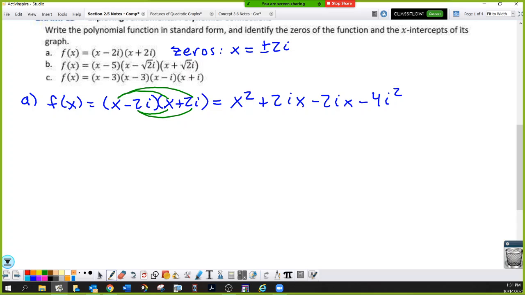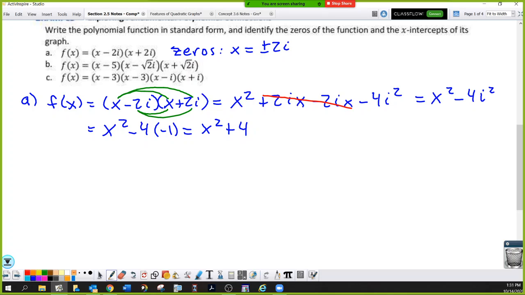First of all, the middle terms, positive 2ix and negative 2ix, cancel out. This gives me x squared minus 4i squared. But it would be great if you could remember what i squared equals. Lots of people do. i squared equals -1. So that thing at the end says, and I'll show this work for now, x squared minus 4 times -1, which gives me x squared plus 4.